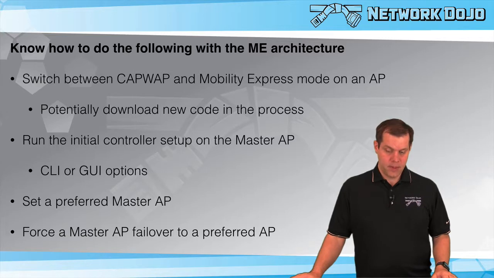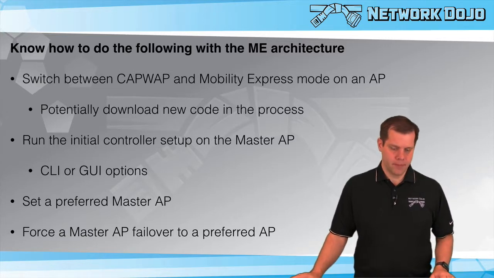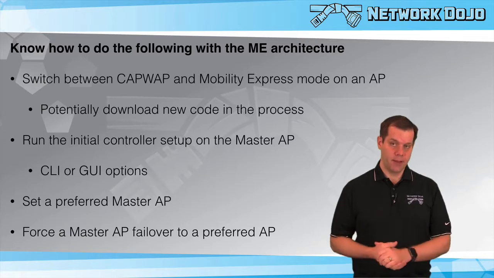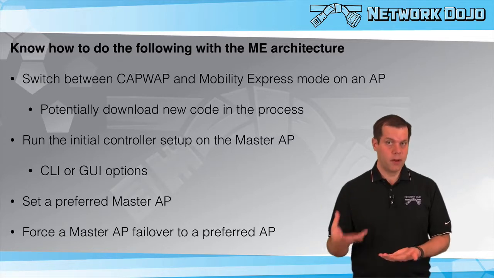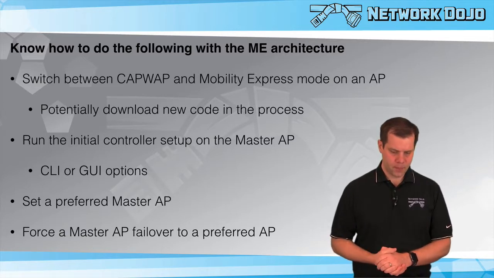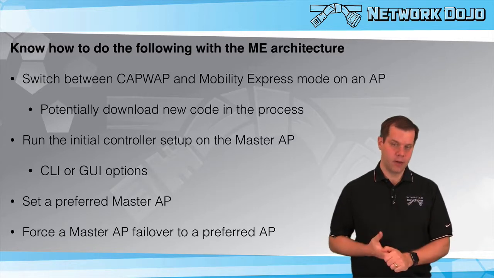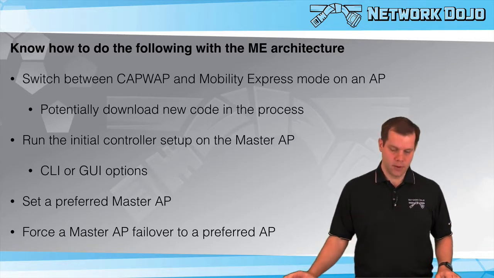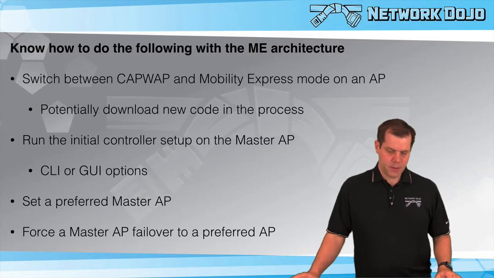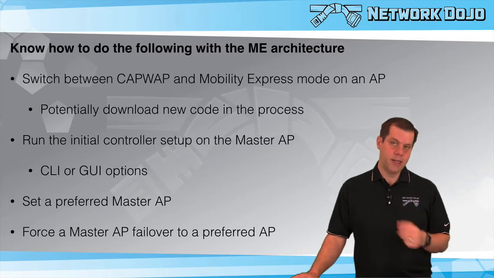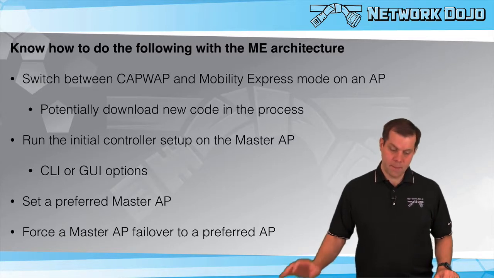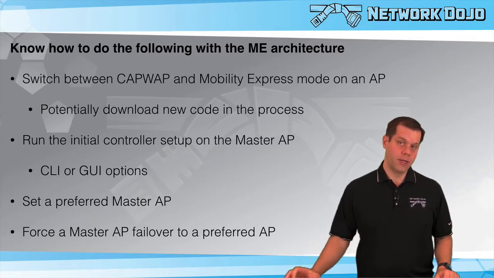So maybe this AP has a recovery image on it, but the recovery image has the commands to download the code and put it into Mobility Express mode. If it already has the code in there, we might just need to flip it back and forth in the mode. So that's oftentimes one of the first things that we need to do: make sure that the APs that need to be in Mobility Express mode are indeed in Mobility Express mode, and that might require downloading of code.